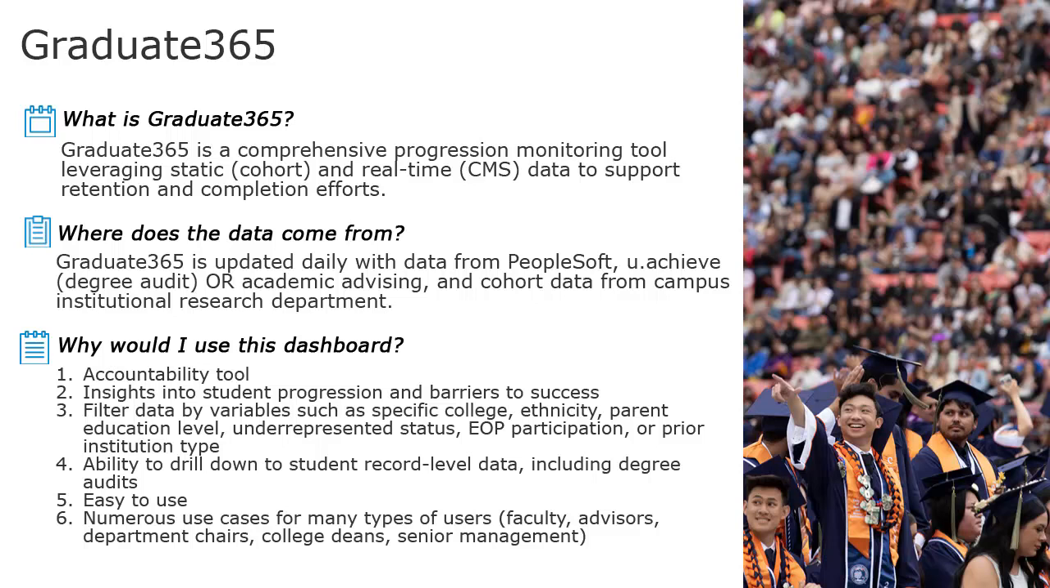Updated daily with data from PeopleSoft, the degree audit system or academic advising, and cohort data provided by the campus institutional research department, Graduate365 can serve as an accountability tool and provide insights into student progression and barriers to success. Users can also filter data by variables such as specific college, ethnicity, parent education level, underrepresented status, EOP participation, or prior institution type, and drill down to student record level data, including degree audits for individual students.